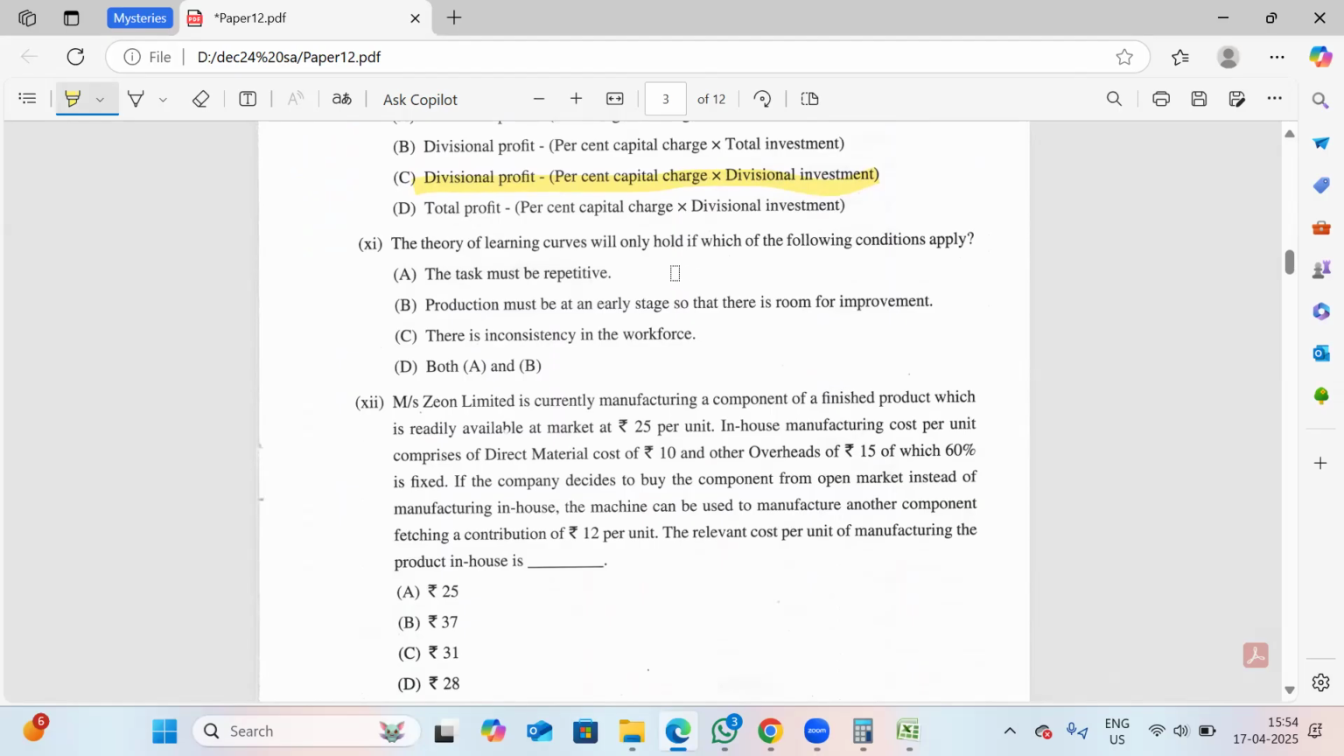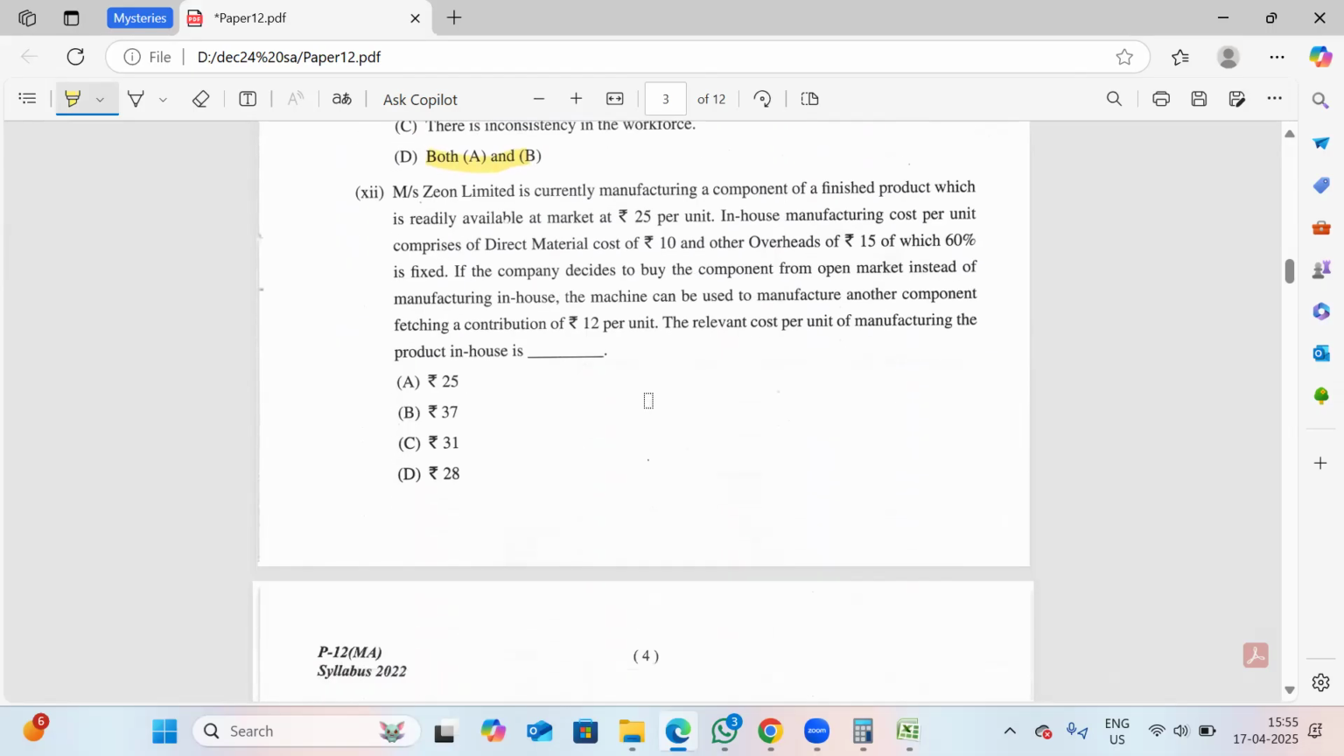The theory of learning curve will only hold if which of the following conditions apply? Learning curve depends upon repeating activity, and this should be in the earlier stage. So there should be some development. These are all the key assumptions, right? So inconsistency is not an assumption here. If the workforce is inconsistent, the learning curve will not be there at all. So option A and B will be the right answer.